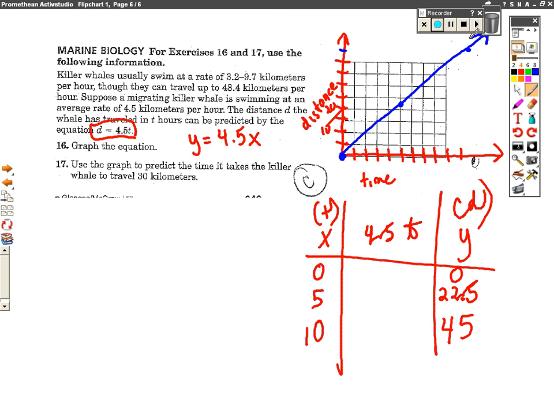And this is use the graph to predict the time it takes a killer whale to travel 30 kilometers. So it says predict. If it says predict, it means I don't want an exact answer. I just want to use the graph. So traveling 30 kilometers would be the distance. 30 is right here. If I look over right here, I can predict that it's going to take this much time. 1, 2, 3, 4, 5, 6, and 7. So I'm going to predict 7 hours.